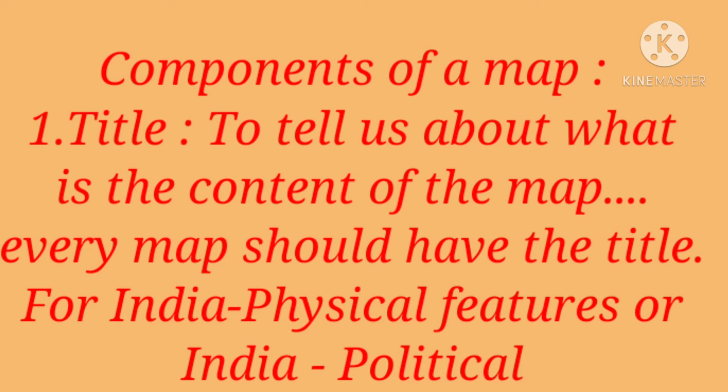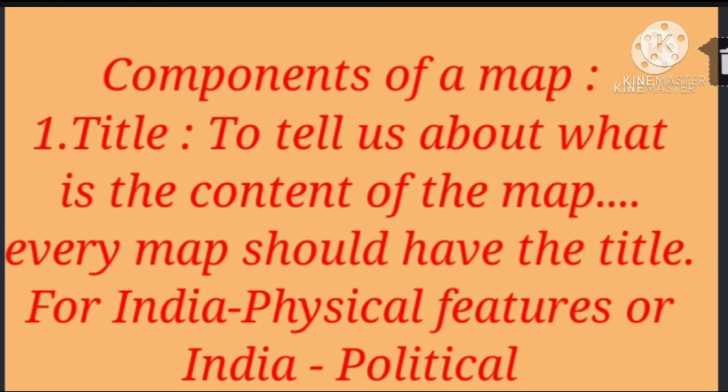What are the components of a map? What are the things that should be there in a map to be a good map? The basic components of a good map are title, scale, latitudes and longitudes, direction and index. Title. Every map must have a suitable title which tells us the content of a map.